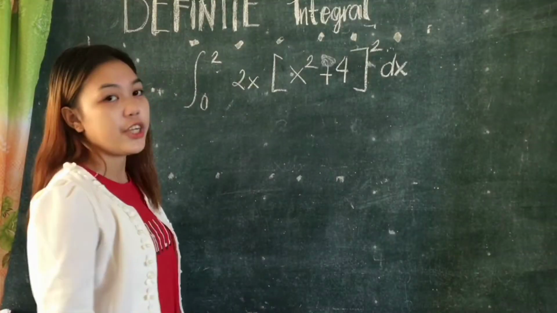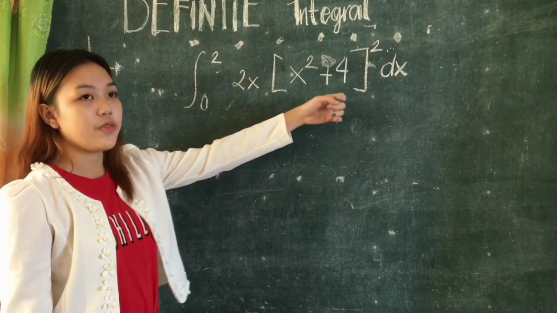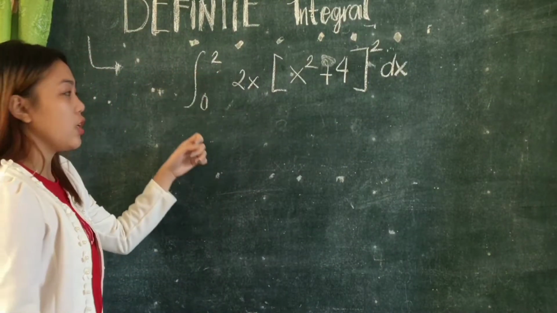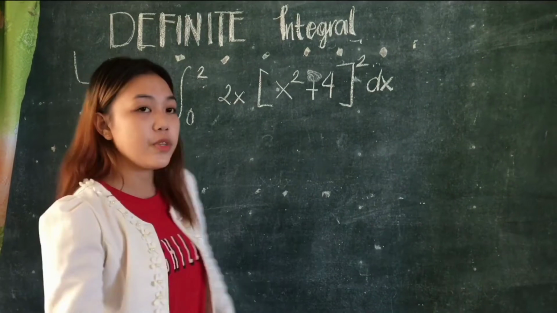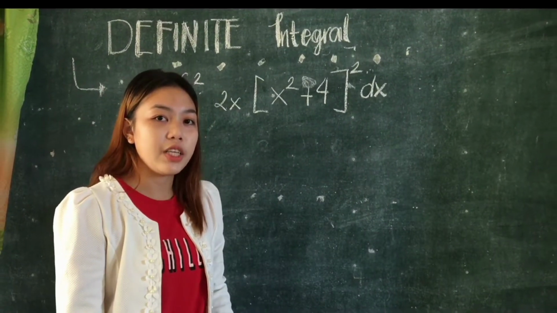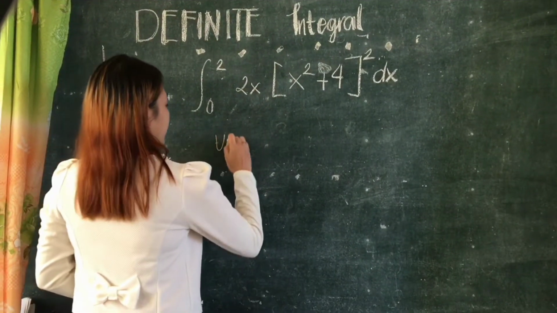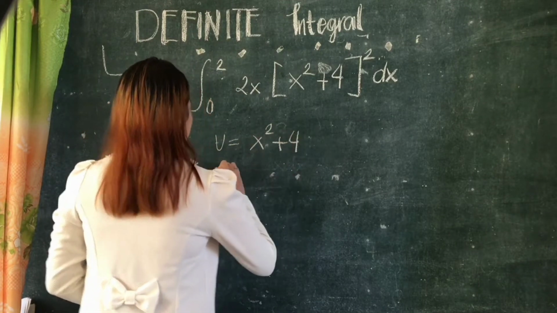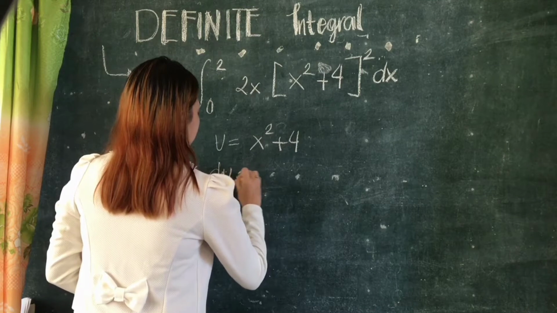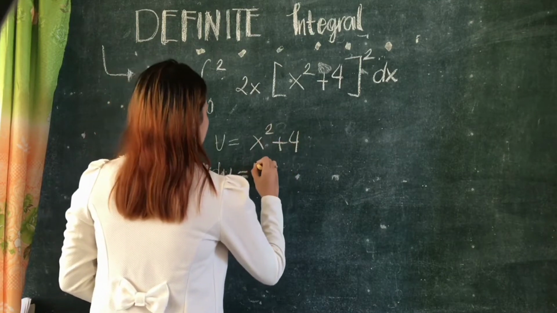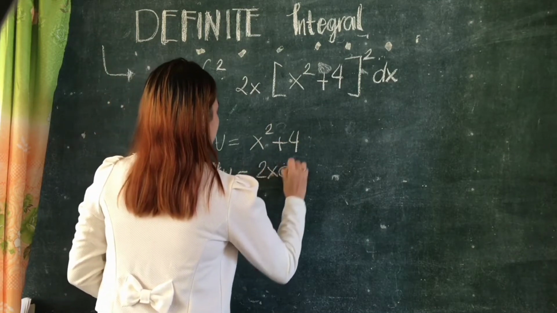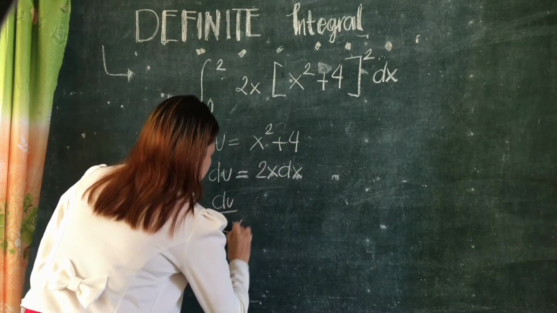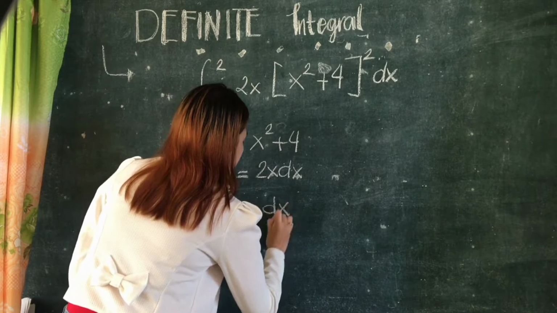So we have here the integral of 2x times (x squared plus 4) squared dx, with the upper limit of 2 and the lower limit of 0. So let us now define the value of u. u is equal to x squared plus 4. du is equal to 2x dx, so du over 2x is equal to dx.